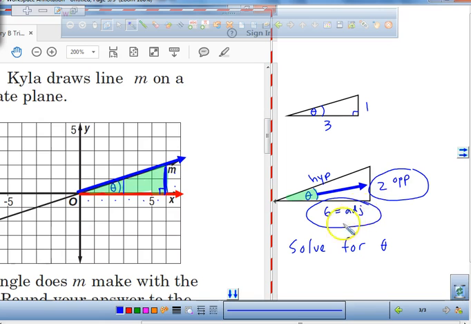So after you realize which ones you have, then you look at your 3 trig ratios that you should have memorized, and then you figure out, which one am I going to use? The SOH, the CAH, or the TOA? Which one do you think? You're right. Because that's the opposite and that's the adjacent, so we're going to use TOA. So that's how we figure out which trig ratio we're going to use. Okay?